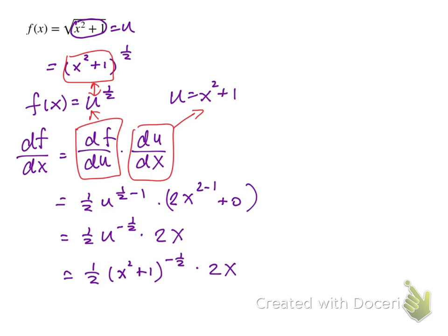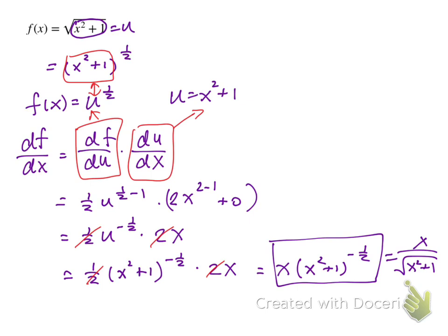Well, I could have canceled them here, but I didn't, so I'll cancel them here. This is x times (x squared plus 1) to the negative 1/2 power. Yes, you can write it as x over something, if you want to, but I don't really ask you to do that. This is perfectly fine. X times (x squared plus 1) to the negative 1/2.